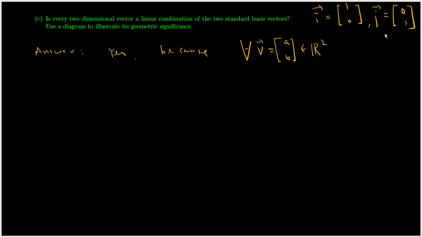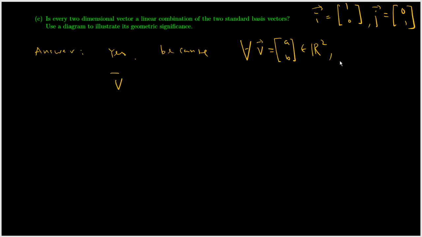Okay. So the answer is yes. We're trying to determine if V is a linear combination of i and j for any vector V in R2. Okay. We say yes. So because for each vector V in R2, how can we write V as a linear combination of i and j?